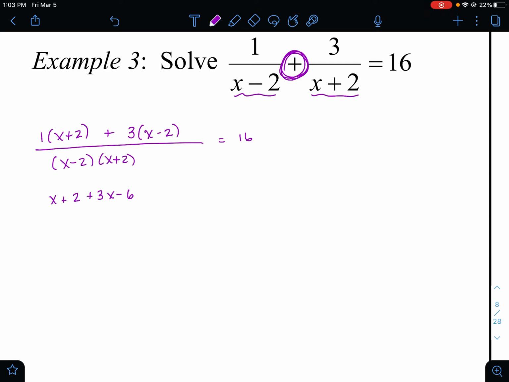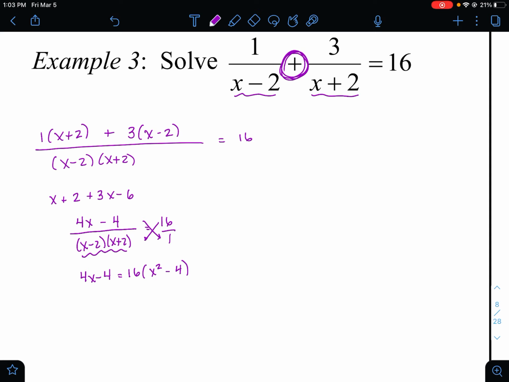And I'm going to simplify this even more before I get to the other side. So 3x plus 1 is 4x minus 4, okay? And that is all over x minus 2 times x plus 2, and that is equal to, now since I have a fraction, I'm going to do 16 over 1. So again, we can think about it as cross multiplying. I know some of you find that beneficial. So I get 4x minus 4 equals 16 times, now I know that right there is difference of squares, so that is x squared minus 4.